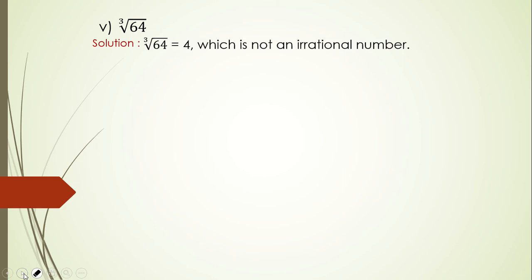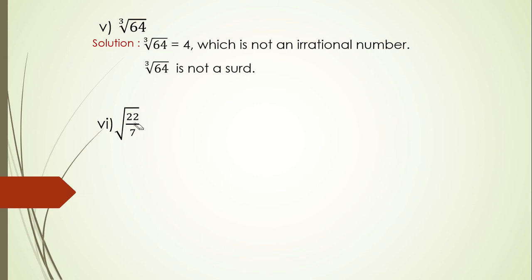Cube root of 64. Okay. Now, 3 is natural, 64 is rational, but cube root of 64 is equal to 4, right? 4 into 4 into 4. 4 4s are 16, and 16 4s are 64. So, 4 multiplied by 4 multiplied by 4, 3 times, we get 64. So, cube root of 64 is 4, which is not an irrational number. 4 is not an irrational number. Therefore, cube root of 64 is not a surd.